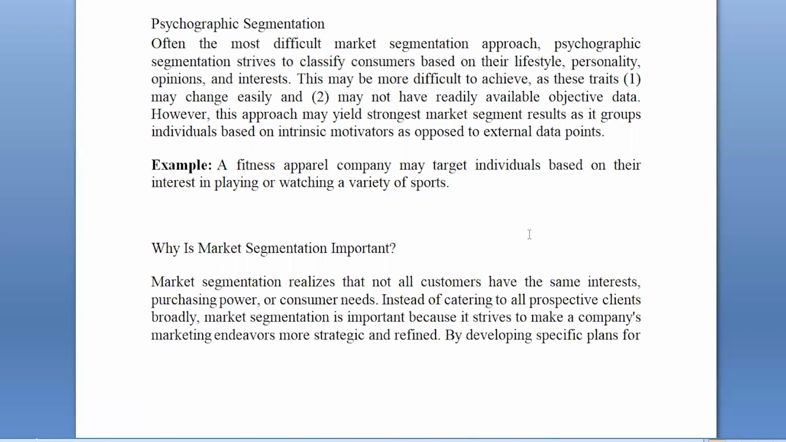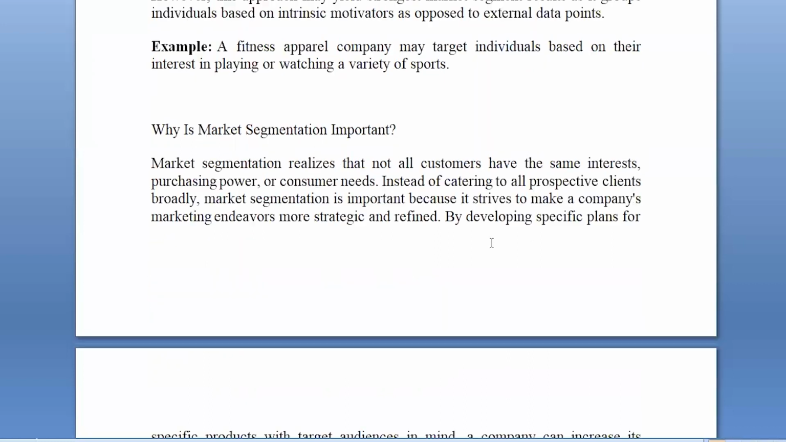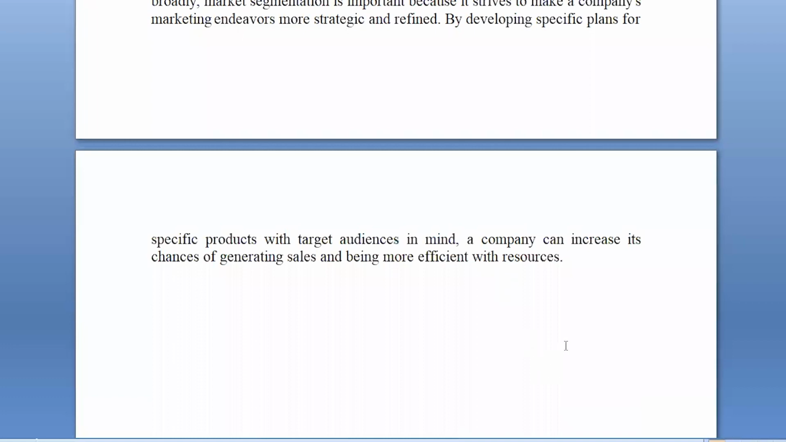Why is market segmentation important? Market segmentation realizes that not all customers have the same interests, purchasing power, or consumer needs. Instead of catering to all the prospective clients broadly, market segmentation is important because it tries to make a company's marketing endeavors more strategic and refined. By developing a specific plan for specific products with a target audience in mind, a company can increase its chances of generating sales and being more efficient with resources.